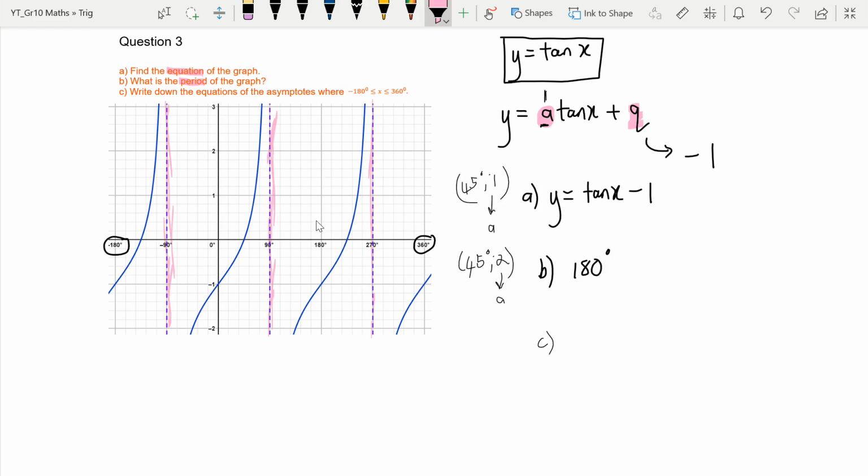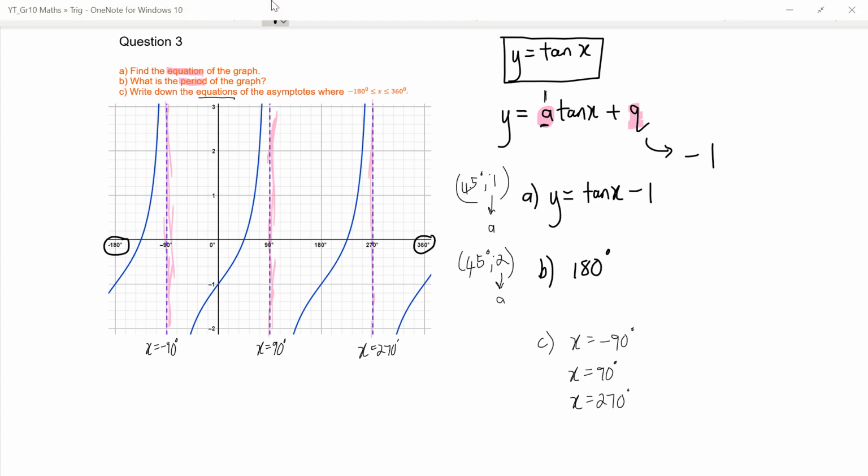But now we can't just go write down negative 90, 90, and 270. They asked us specifically to write down the equations of those asymptotes. So this is the line x is equal to negative 90. This is the line x is equal to 90. That's what they mean when they say write down the equation. So there would be our answer. x is equal to negative 90 degrees, that's my one asymptote. Also x equal to 90 is an asymptote, and x is equal to 270, there's my asymptote. We also looked at those equations of vertical lines in our functions section, so refer back to that if you feel like you need a refresher.